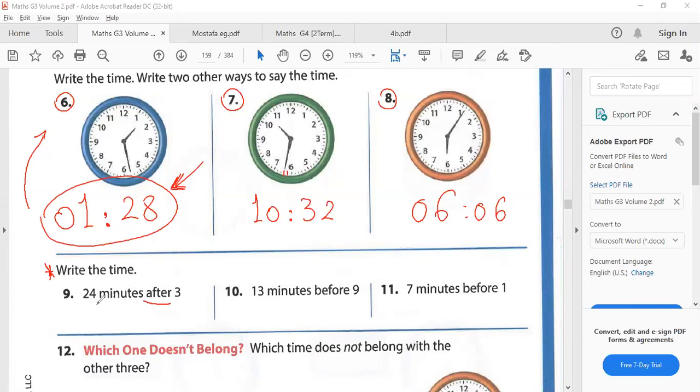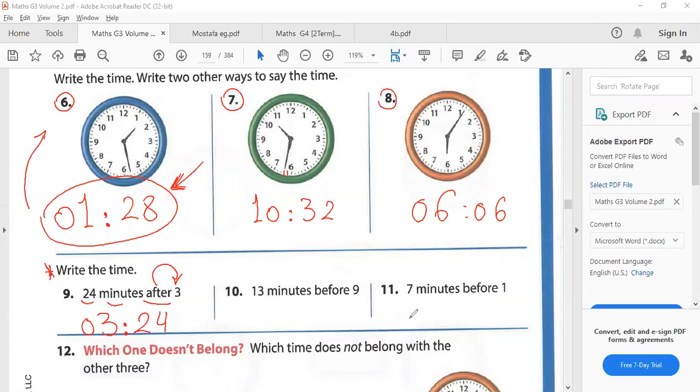What is the hour? What is the exact hour? He said 24 minutes. After what? After 3 hours. So it is 3 and 24. Just like that. It is so easy, right? Yeah. If you have "after", it will be so easy.